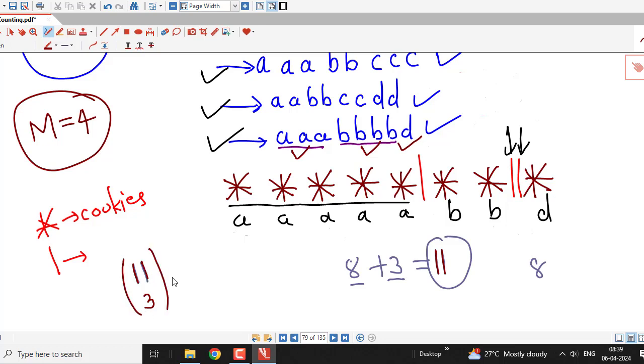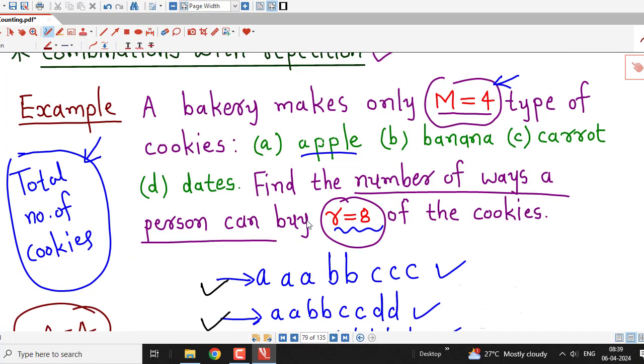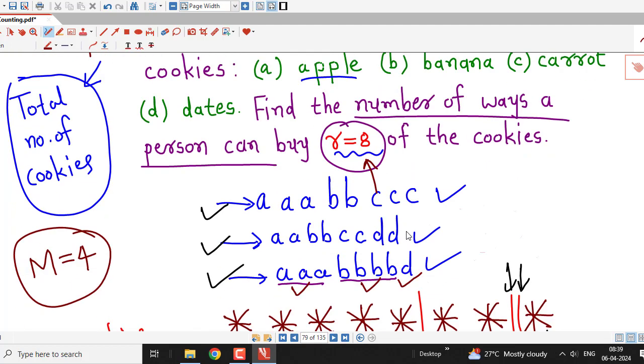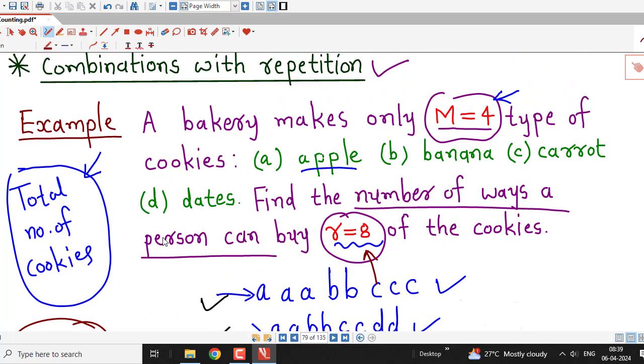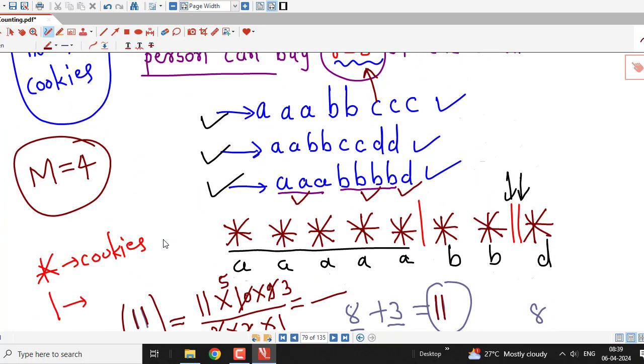So whatever number I obtain, 11C3, that is going to be the number of ways a person can buy 8 cookies, and that number we can find out using the definition of combination. Here I will write 3, 2, 1. So we can see 3 will get cancelled and 2 will get cancelled, and by multiplying 55 into 3, we will be able to determine the total number of ways a person can buy 8 of the 4 types of cookies. So I hope you are able to understand here.